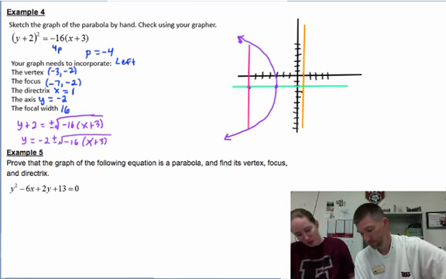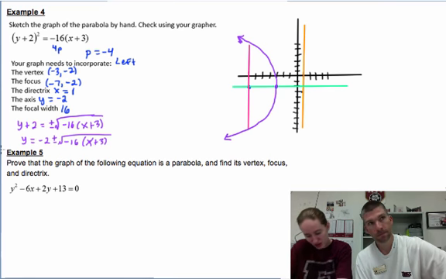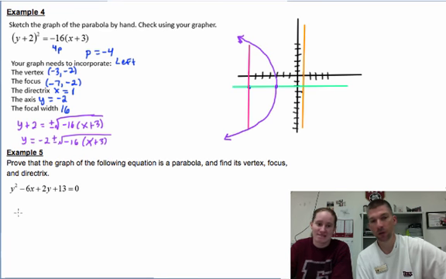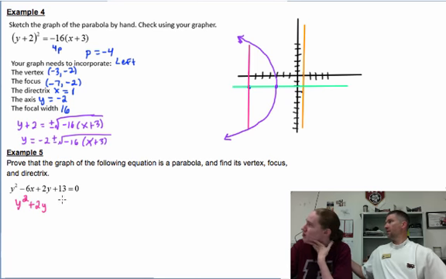Exactly. So example 5 asks us to prove that the graph is a parabola. And so in order for us to do that, we need to basically get it in vertex form. Well, I sense that there's a completion of the square in our future. It's been a while since we did that. It's happening right now, and it's going to happen again in this.